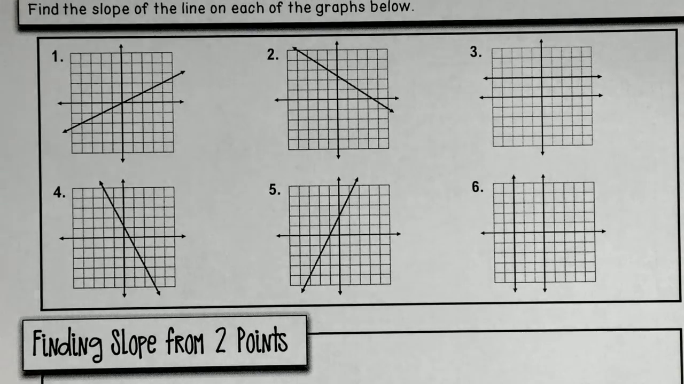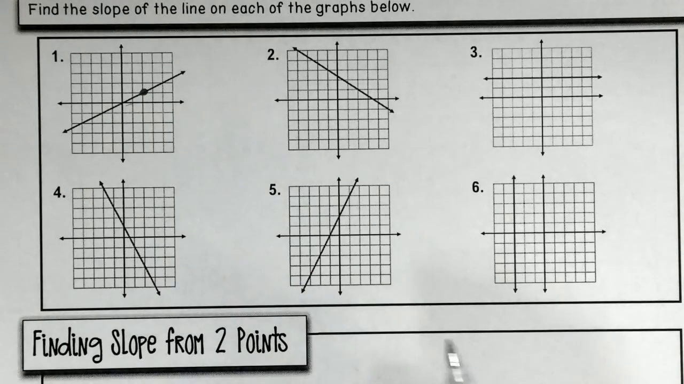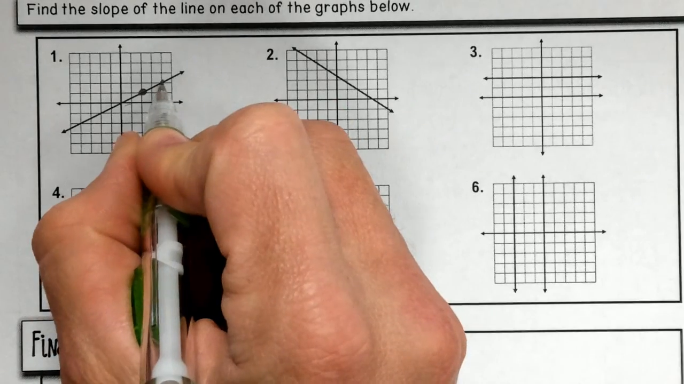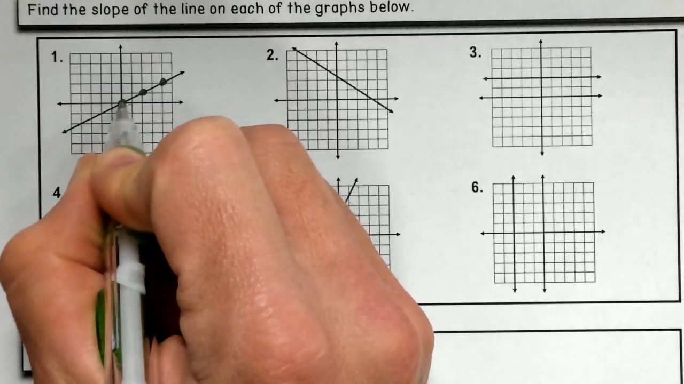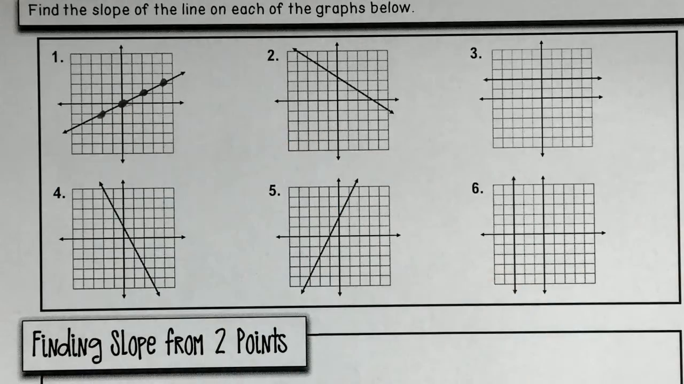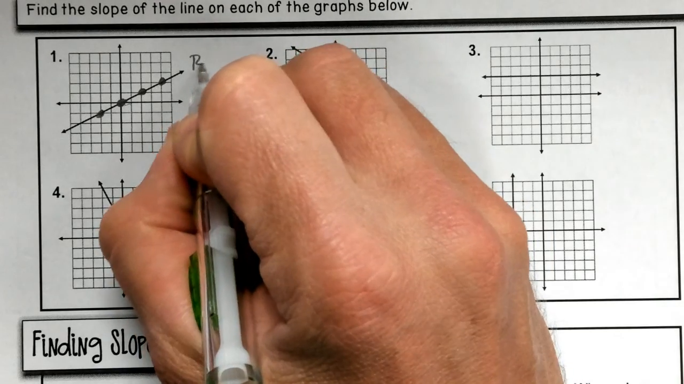2, 1. Agree? And then 4, 2. Okay, I agree. You also have the origin, 0, 0. Okay, you also have this point right here. No big deal. So I've got 2 points on the graph, so I'm looking at rise over run to find the slope.